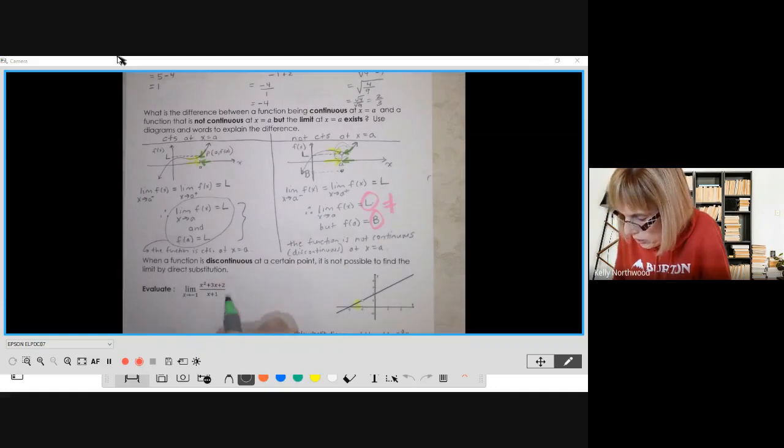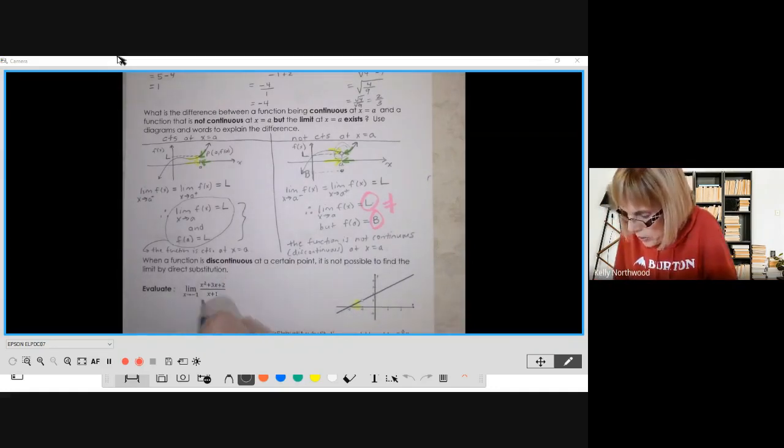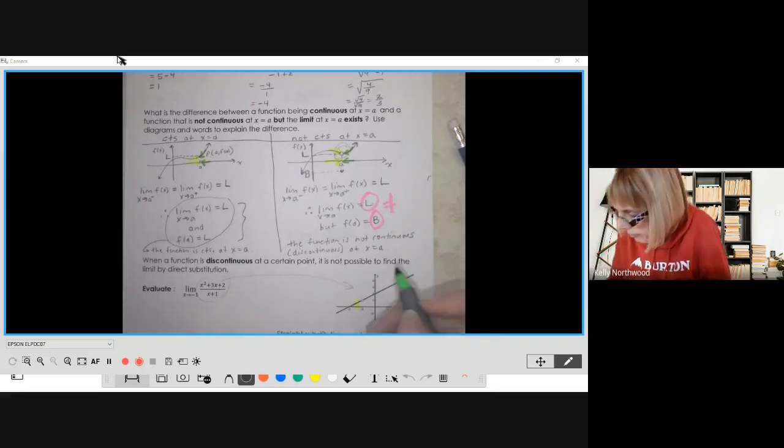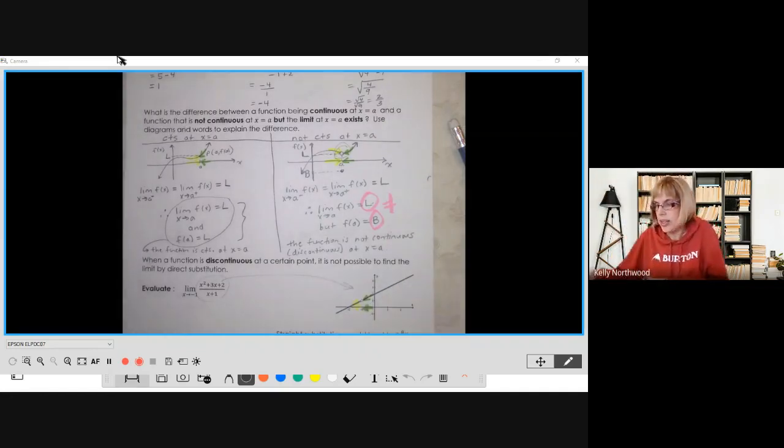So the picture of this, if you were to graph this y equals, it would look like a line with a hole in it. Unless you make it into a piecewise function. If you made it a piecewise function, you could assign a value. But if you graph it the way it is, it's going to look like a line with a hole in it.